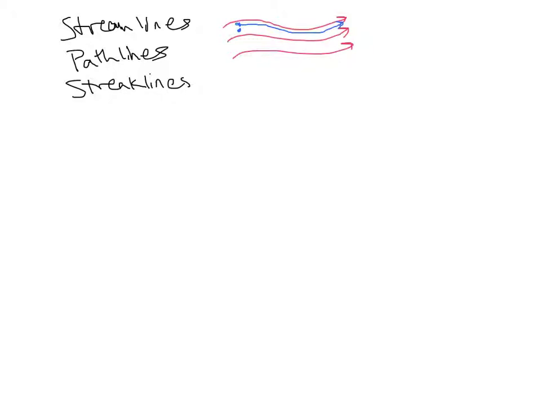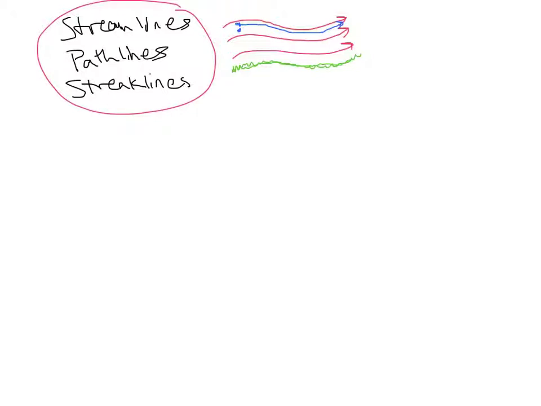Finally, the streak lines are the lines that are formed when we continuously release a dye into a flow. For a steady flow, streak lines will also follow the flow. Here I'm just trying to show a streak of dye that's been released. Now for steady flow, all three of these are equal.